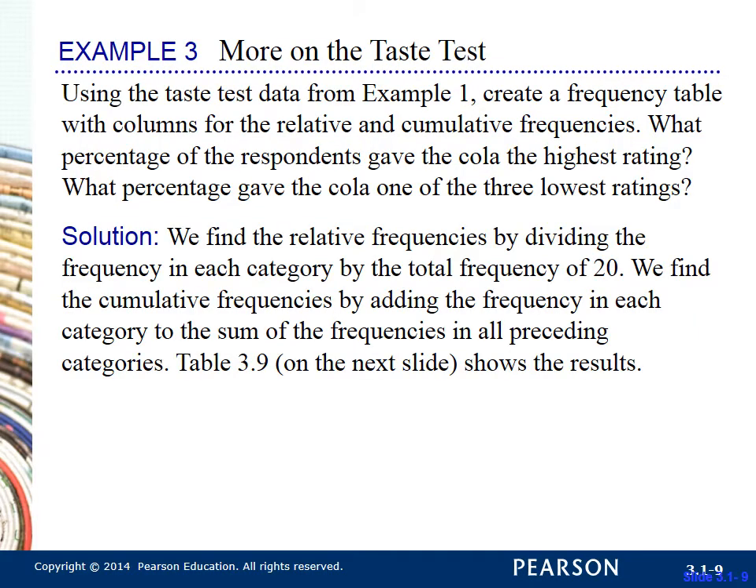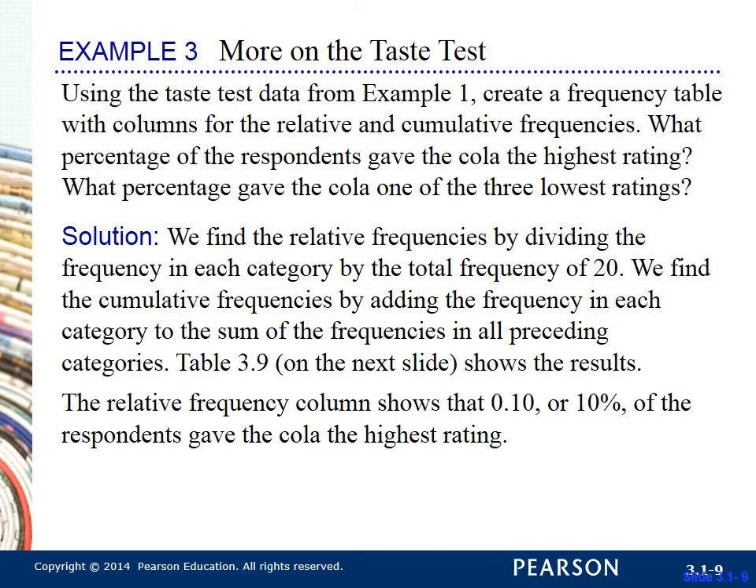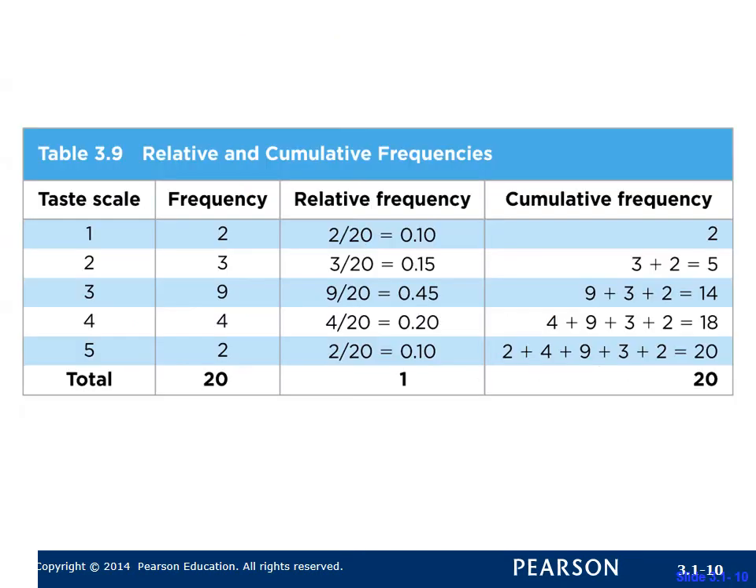Okay, as I said, I was misinterpreting what they were asking. The cumulative frequency showed that 14 out of 20, or 70%, gave a rating of 3 or lower. That's what I went back to find. So I would just add up my 45, 15, and 10 to get that. So 14 out of the 20 is equivalent to 70%. So I could get the same.